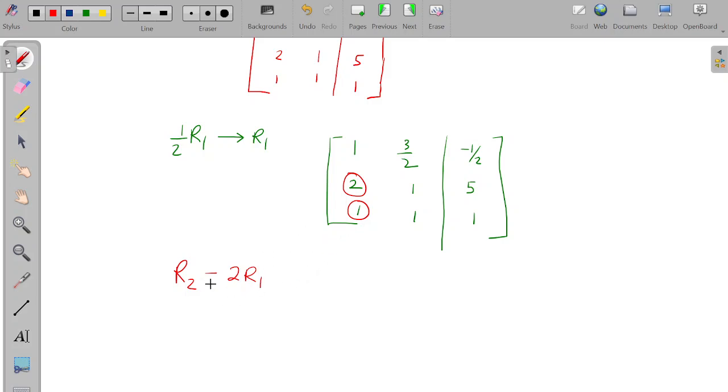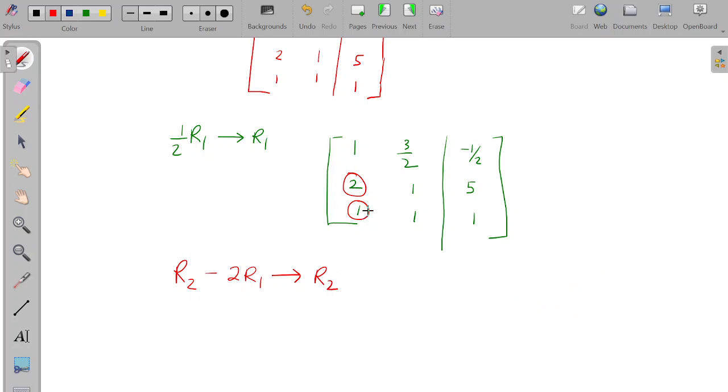Please take note: the row you are changing must not carry the negative. I'm giving it back to row 2. So don't write 2 row 1 minus row 2, because row 2 is the row you are changing, and it should not carry the negative. Please take note of that. All right, that is how to change row 2. This will become 0 now.